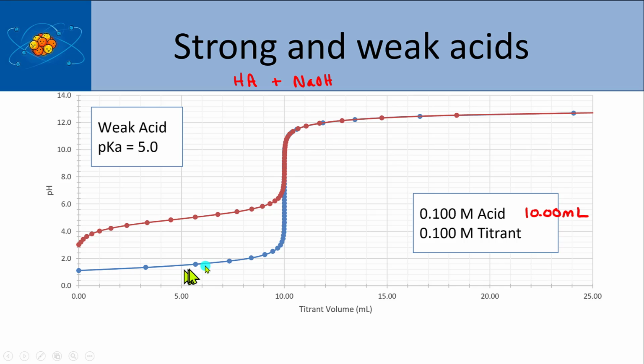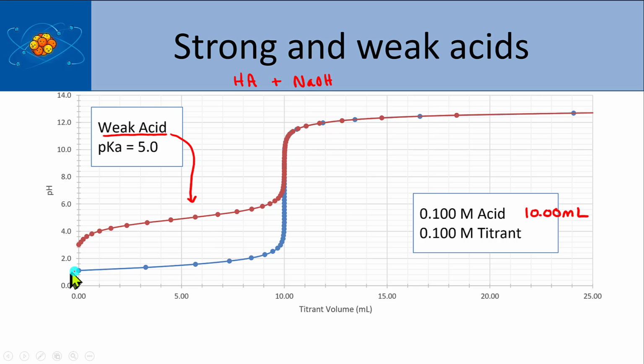You notice the blue one is at a lower pH. This is pH and this is volume. And the red one is at a higher pH. And so you can sort of surmise, just based on the fact that there's a weak acid and a strong acid, that the weak acid is the one in red, simply because it's at a higher pH, which means it's less acidic.